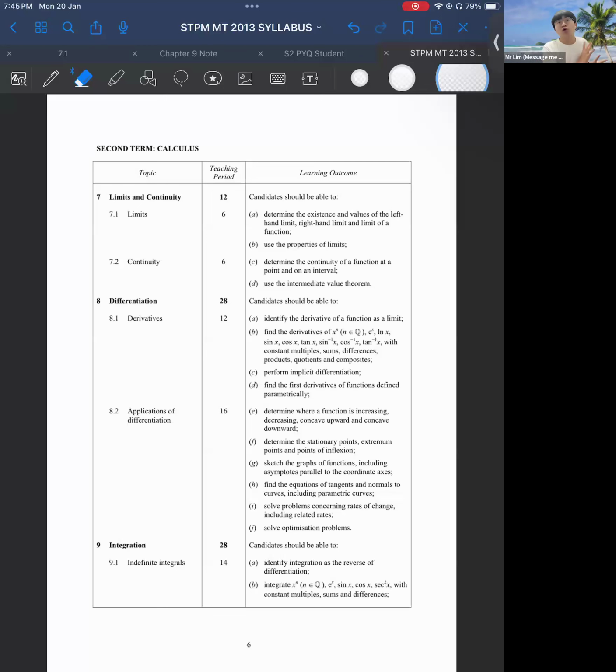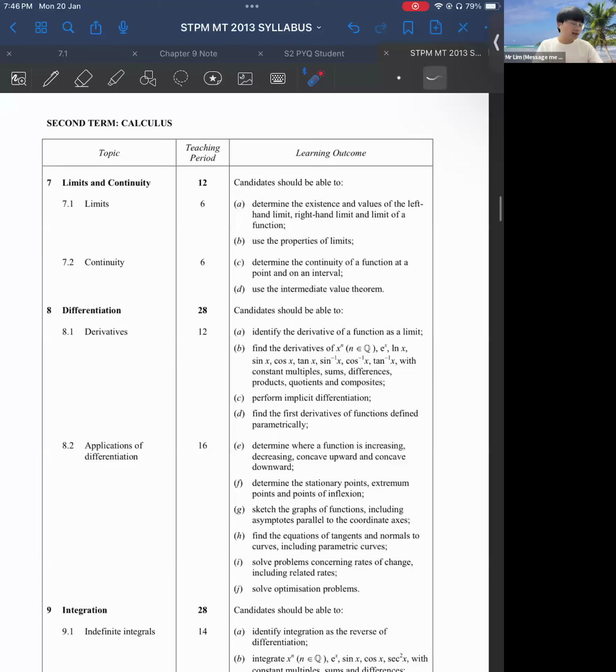Let me introduce you to the semester 2 syllabus first. After the first semester, you all know the syllabus and exam format, so it is the same structure. There are 6 topics. Let's go through each topic. Some of it you might already have some basics in your SPM Maths, for example, differentiation and integration. But there is a lot more in your STPM syllabus.